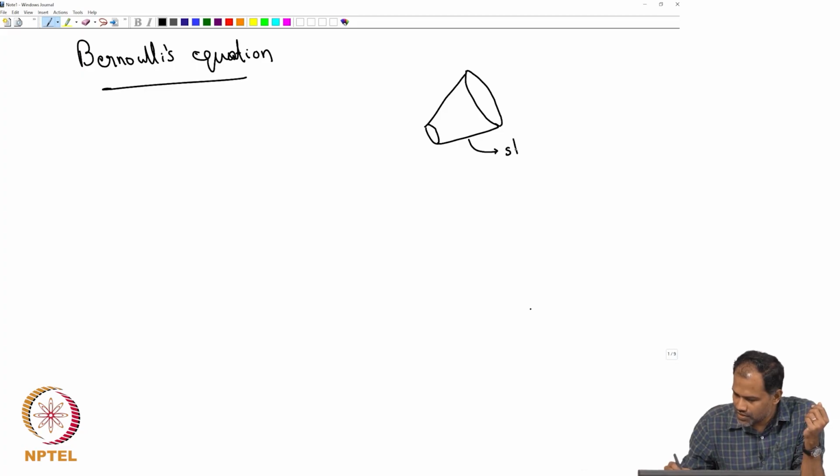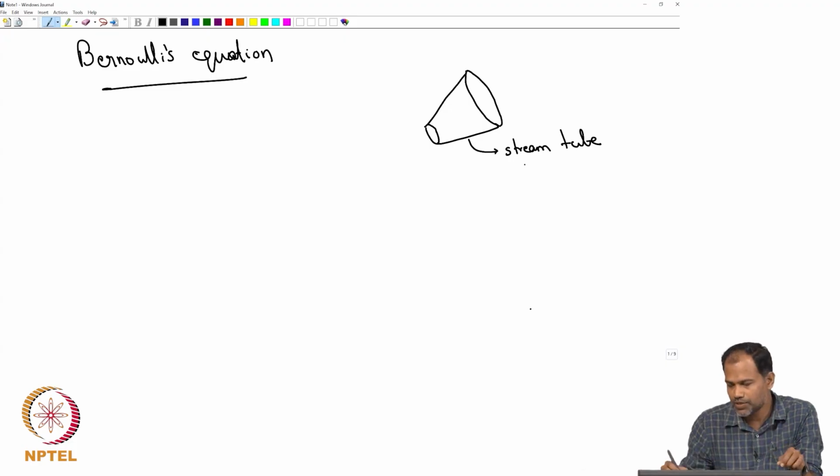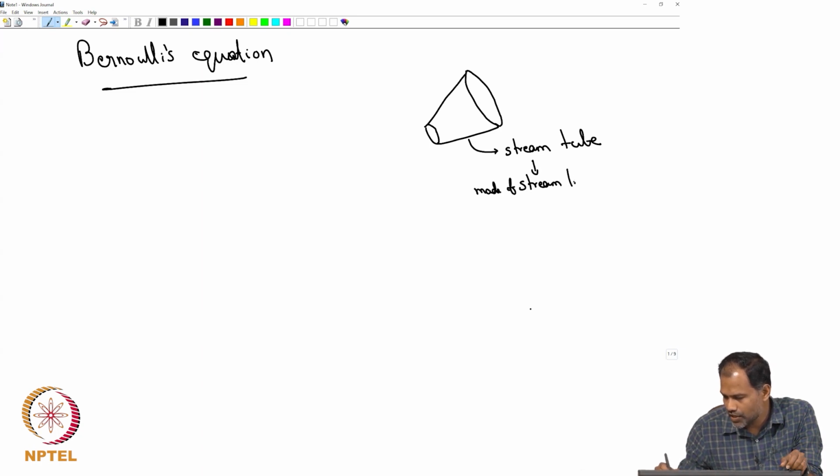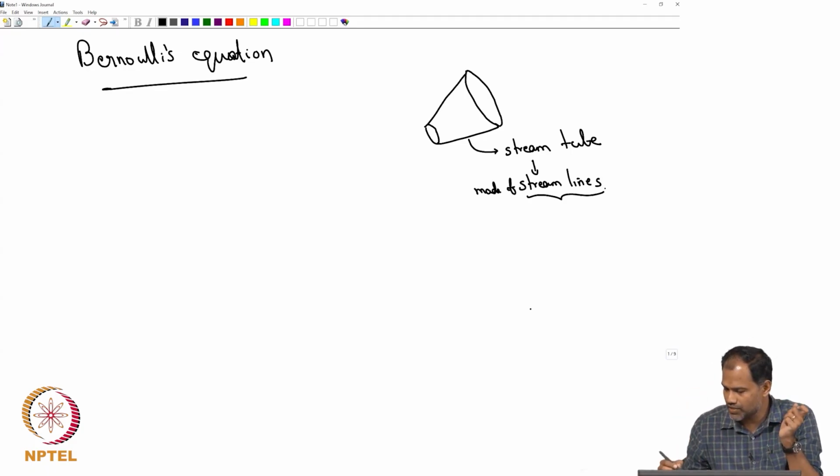Let us say that is a stream tube. Stream tube is something that is made up of streamlines. So, you take the surface of the stream tube, the surface of the stream tube is made up of streamlines. What are streamlines? Streamlines, so if you know a streamline, and if you draw a tangent at a particular point on the streamline, that is actually going to give you the velocity field. So, let us draw some streamline. Okay. Let us say that is a streamline.